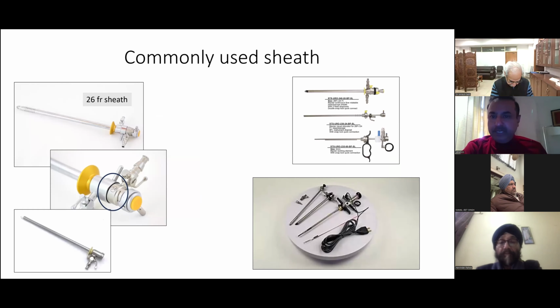The commonly used sheath, if somebody asks you, is a 26 French sheath. Two basic companies, Karl Storz and Olympus, both make a 26 French sheath. When would you not use a 26 French sheath, and what are the new sheaths which are available? I'll be telling you as I go along with my presentation. The common type of system which is used is Iglesias. It is a continuous flow system which is being used by all at present.